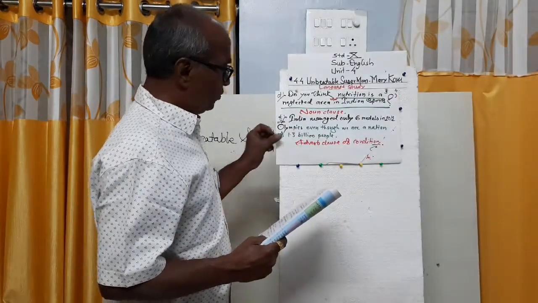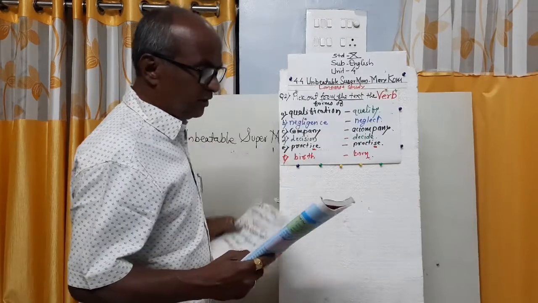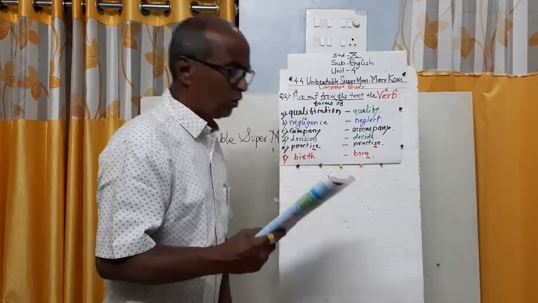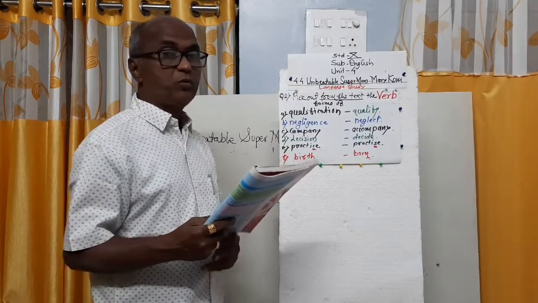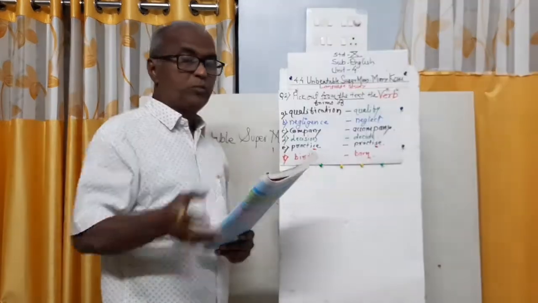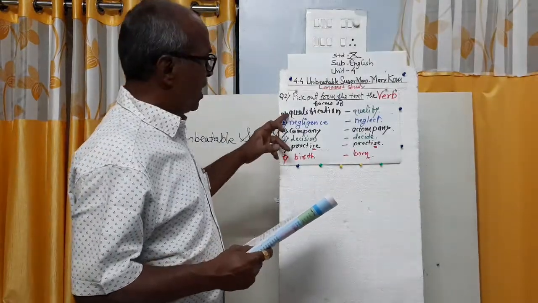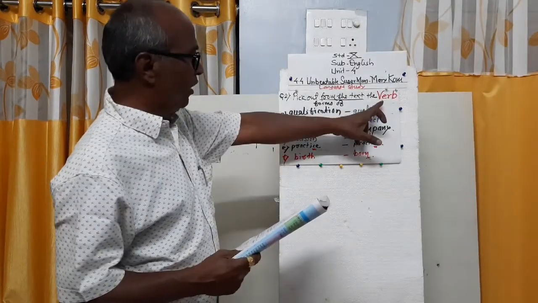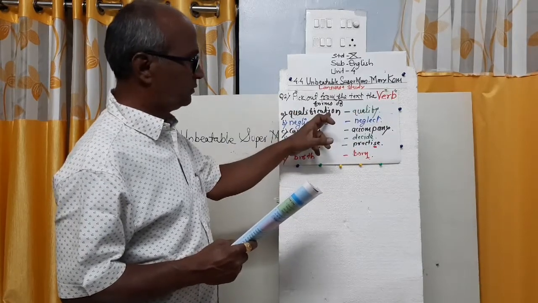Now, we have to deal with the second question in the language study. Pick out from the text the verb forms of the given words. It is very important. We have to find it from the text, Unbeatable Supermom Mary Kom. Qualification. What do we have to write? Verb form. Qualification, the verb is qualify.